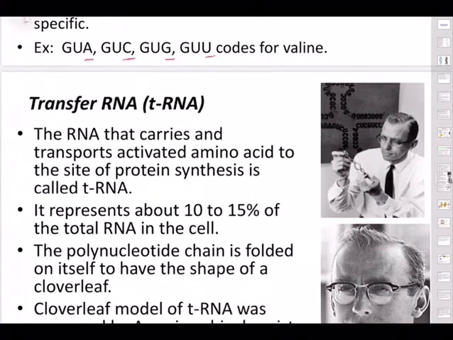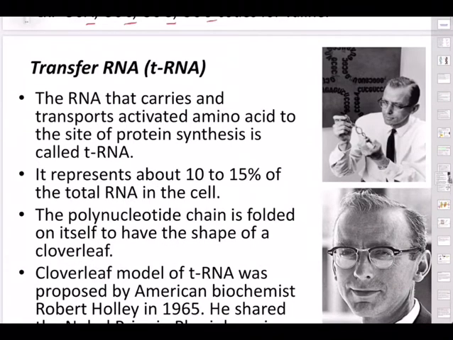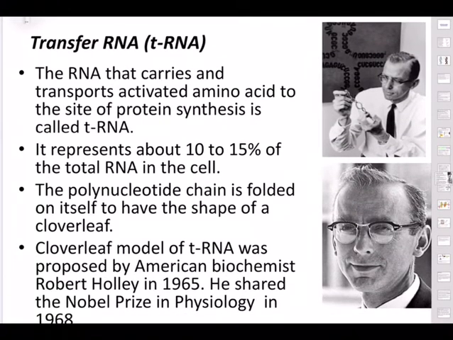Now, we have been studying that it's RNA world. It's not only DNA world, it is RNA world. And I said RNAs are of three types. One most important one that helps in transcription is mRNA, messenger RNA. And then we said second one is tRNA, transfer RNA. And the third one, which we talked about yesterday, rRNA, ribosomal RNA. So today we focus on transfer RNA, tRNA. The RNA that carries and transports activated amino acids to the site of protein synthesis is called tRNA.